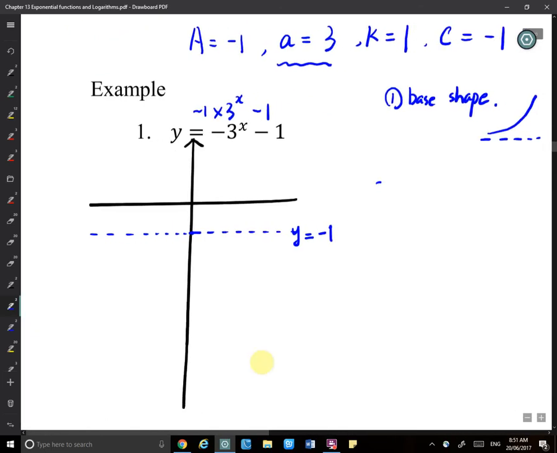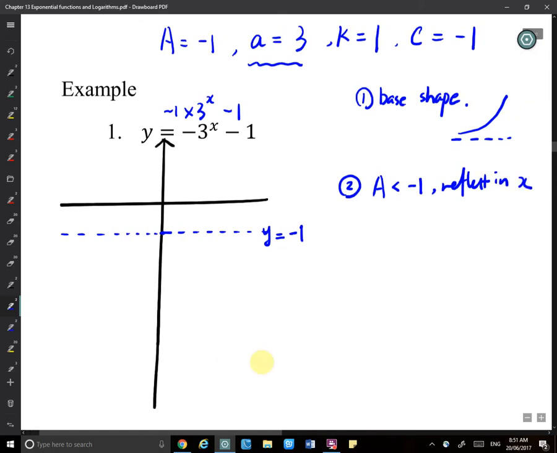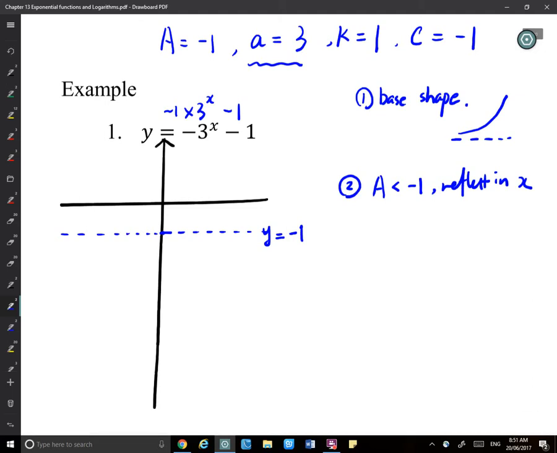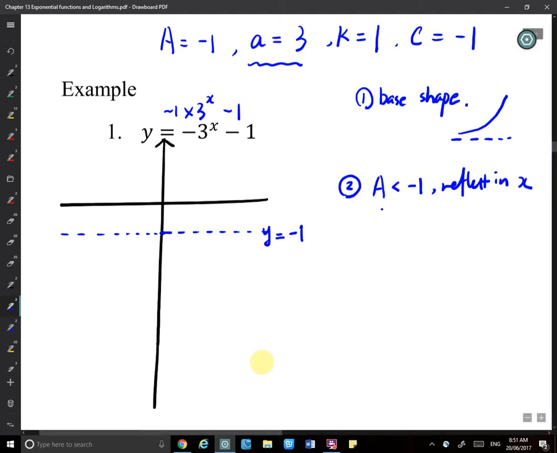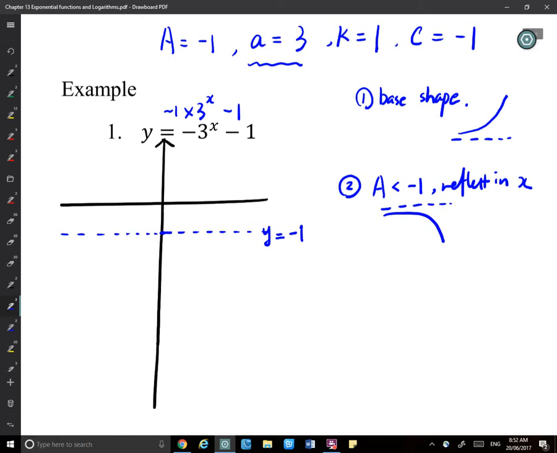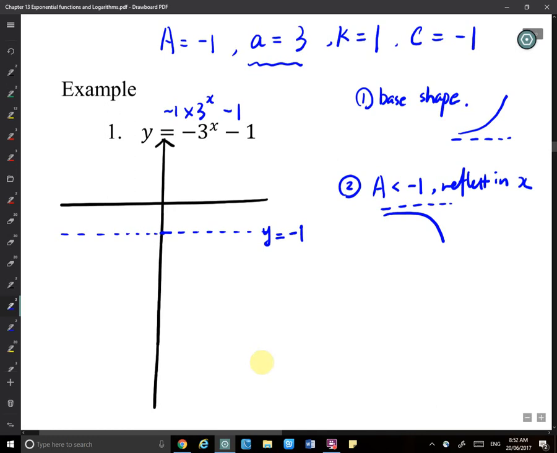And step number 2, look at capital A. Capital A value is less than 0. Reflect in x. Okay, capital A is reflecting in x. As I said before, it's reflecting in x. Therefore, your graph becomes this shape now. So reflecting in x here. Think about going down this way. So this shape.